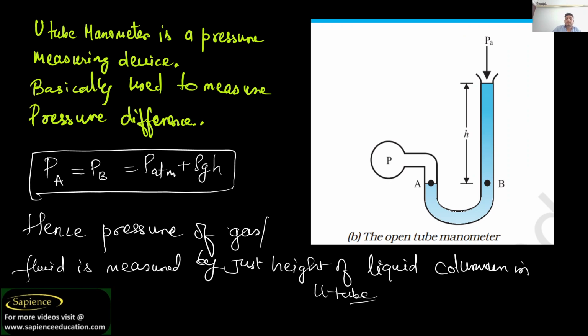Now let's go for the U-tube manometer. What is a U-tube manometer? It is a pressure measuring device basically used to measure pressure difference. So what is a U-tube manometer? See here. It is just a simple U-like structure.